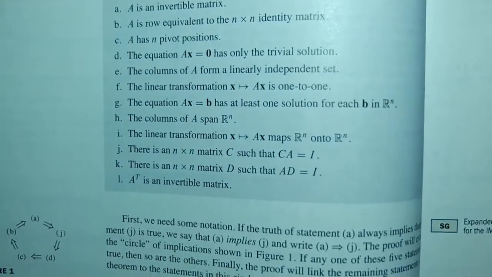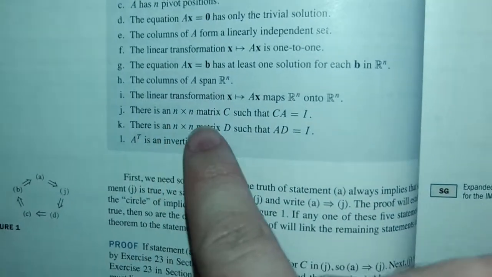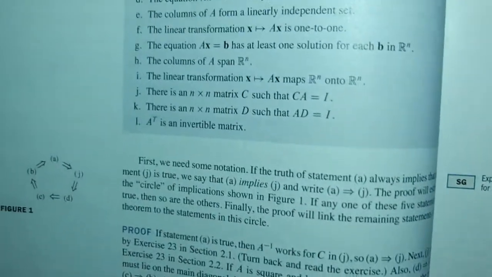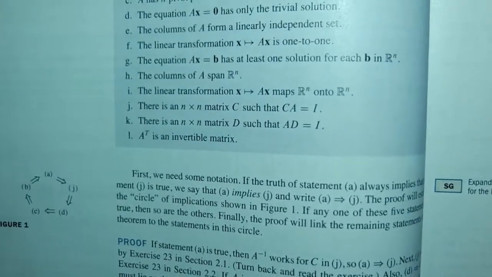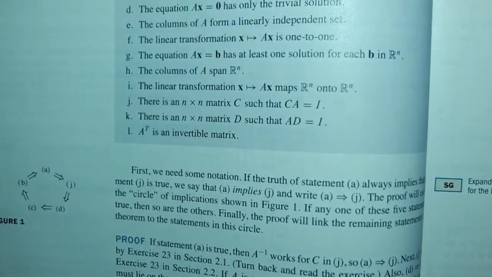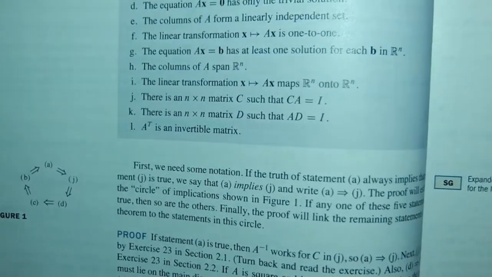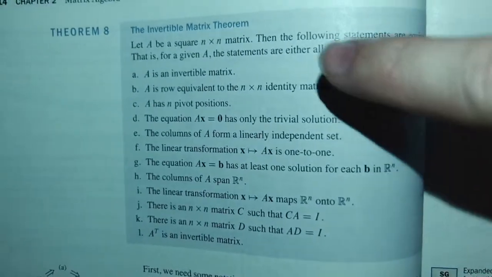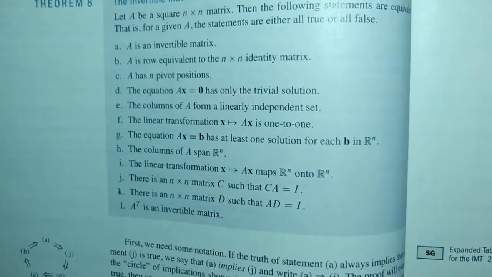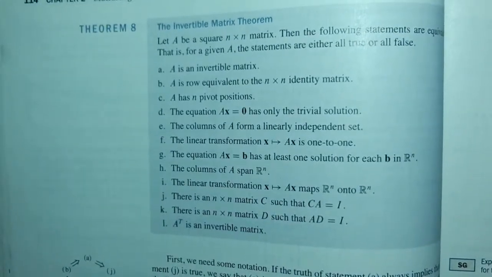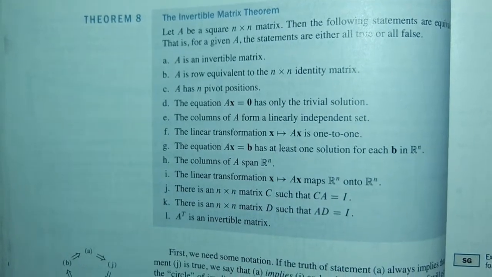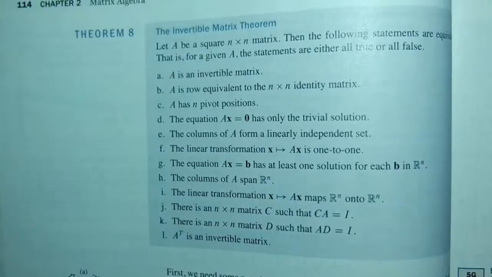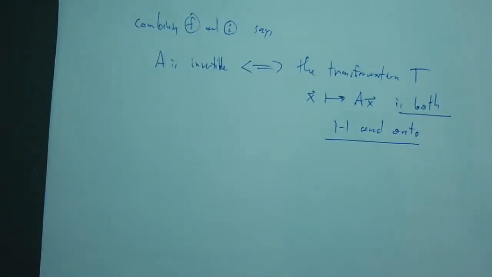So what else? It says there is an n by n matrix C such that CA is equal to I. That's being a left inverse. There's an n by n matrix D such that AD is equal to I. That's being a right inverse. And L, A transpose is an invertible matrix. That's this fact that we said previously. So these previous two theorems we said are A and B and L. And then all this other stuff is just tidying up all of these definitions that we've done over the course so far. So this list is basically what you should think of anytime I say A is invertible.